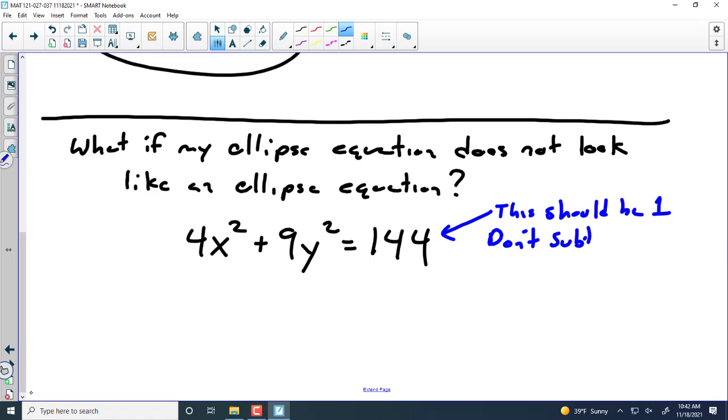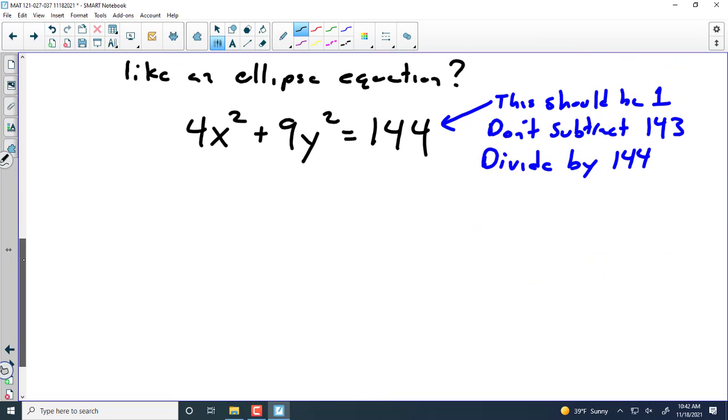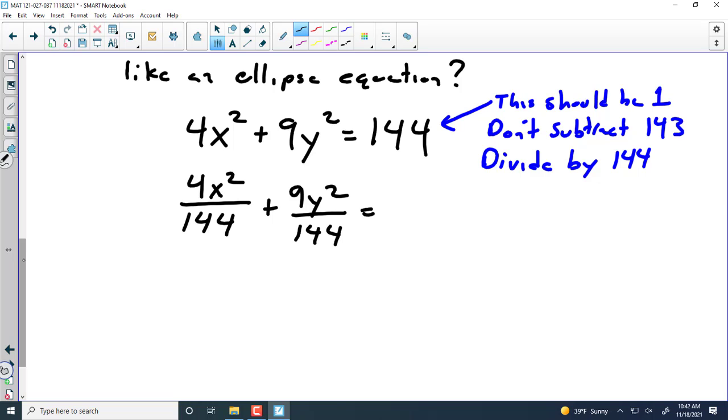Don't subtract 143. That would be one way to try to do a 1, but that's not the way you want to do it. You want to divide by 144. So if the number over there is not a 1, you divide. And if you divide, you're going to get this. And I know some of you can do a lot of mental math and you don't have to show every little step, but of course when I do an example, I like to show every step. And if I divide both sides by 144, then this side will become a 1.